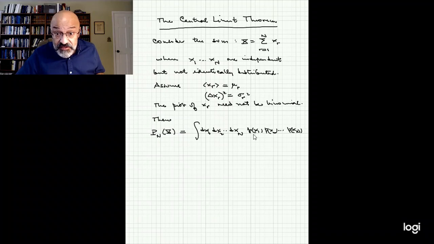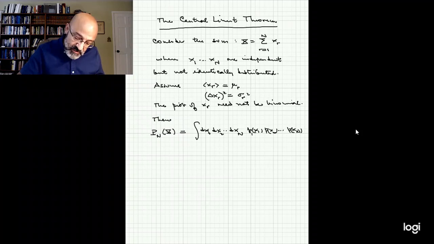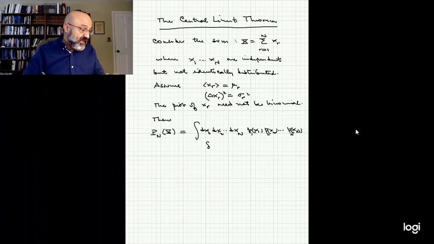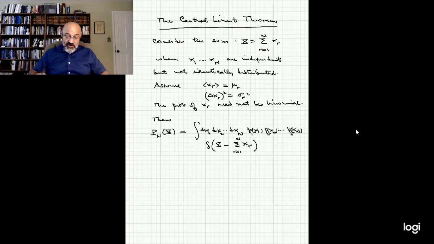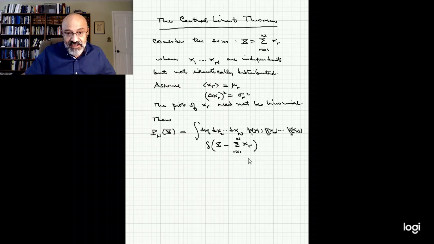But now I'm going to say that the probability distributions are different. And so there is a probability P1 for variable 1, P2 for variable 2, Pn for variable n. And what I'm going to integrate is a delta function that gives 0 except when x is given by the sum. So that's the way you compute the probability of a function. This expression that I have here, this delta, is called an indicator function.